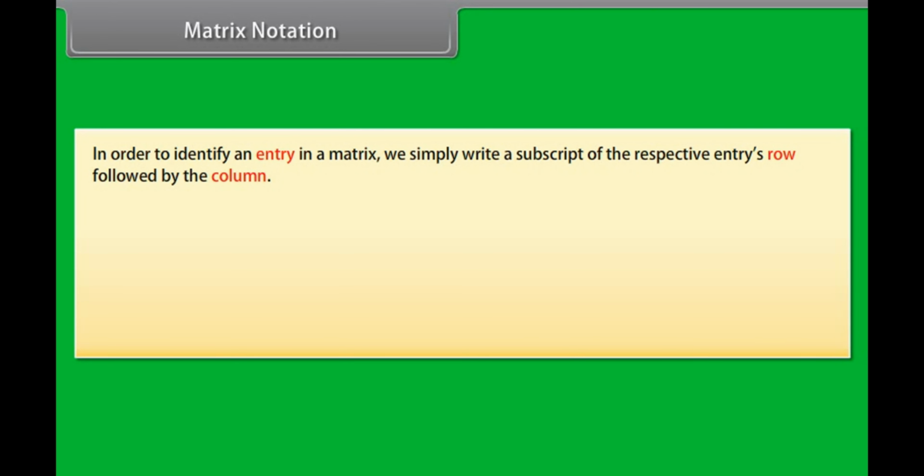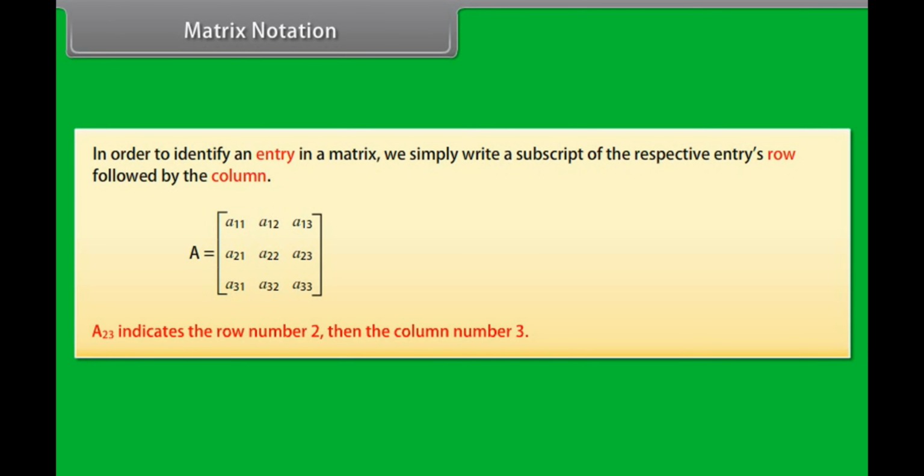Matrix notation. In order to identify an entry in a matrix, we simply write a subscript of the respective entry's row followed by the column. In matrix A, we write A23 to denote the entry in the second row and the third column. A23 indicates the row number 2 and the column number 3.